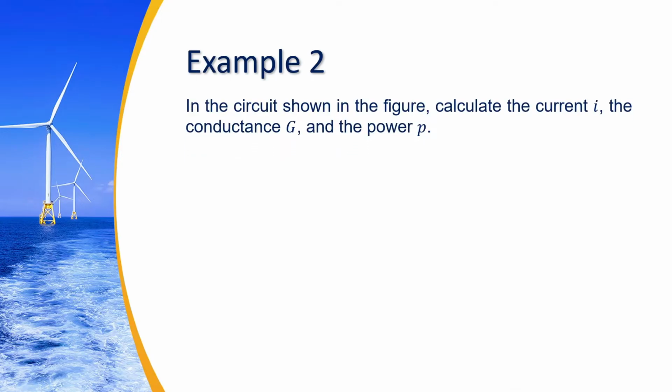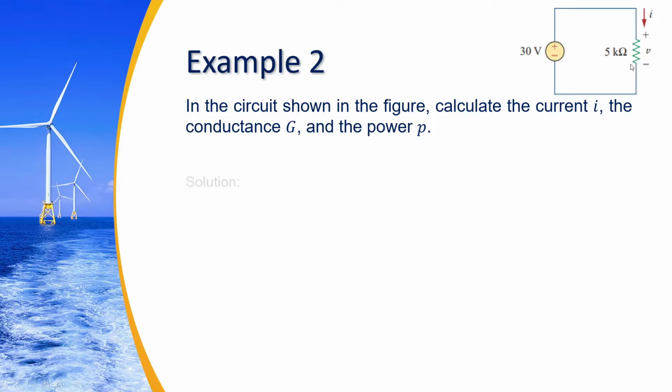In the circuit shown in the figure, calculate the current I, the conductance G, and the power P. So given this figure. Okay, meron tayong source na 30 volts. Meron tayong resistor na may value na 5 kilo ohms. At hahanapin daw natin yung flow ng current o yung amount ng current na nagwo-flow. Then yung reciprocal ng resistance. And then yung power na nagdi-dissipate dito.